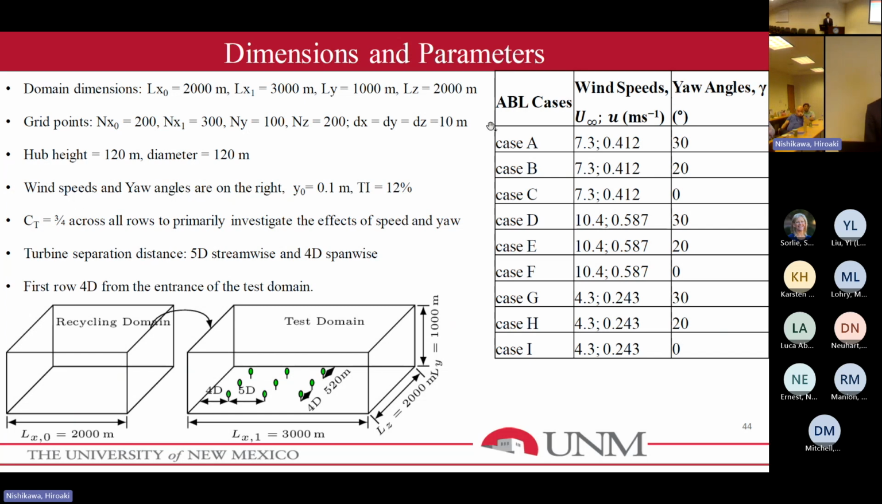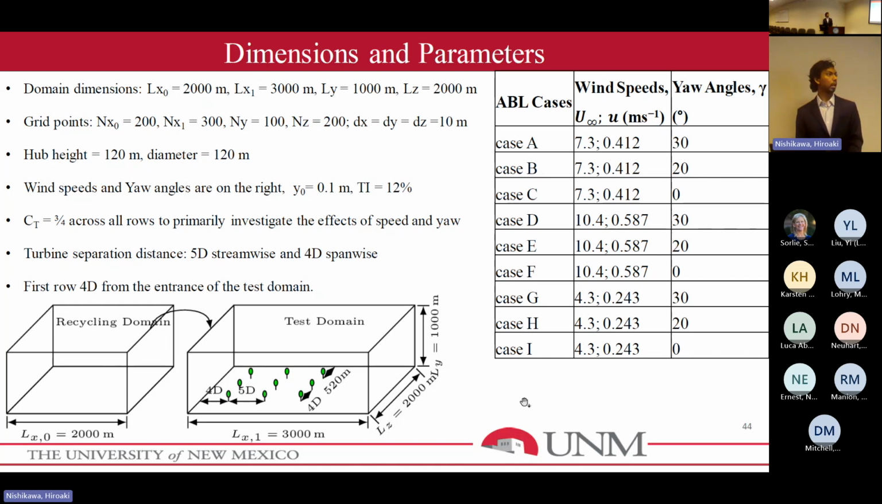And these are the 9 cases. The first 3 cases, A, B, C, have the same velocity but different yaw angles: 30 degrees, 20 degrees, and 0 degrees. D, E, F have the same, highest velocity we consider, 10.4 meters per second, with the same orientations: 30, 20, and 0 degrees. And G, H, I have the lowest velocity, 4.3, with the same yaw angle combinations: 30, 20, and 0.